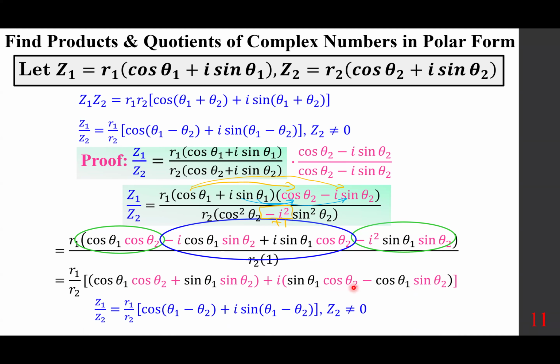Sine theta 1 cosine theta 2 minus cosine theta 1 sine theta 2. That is sine of theta 1 minus theta 2. And that's the proof. Believe it or not, we just proved it. And z sub 2 can't be 0. You're not responsible for the proof, but if you can follow it, you're in good shape. Okay, everybody.